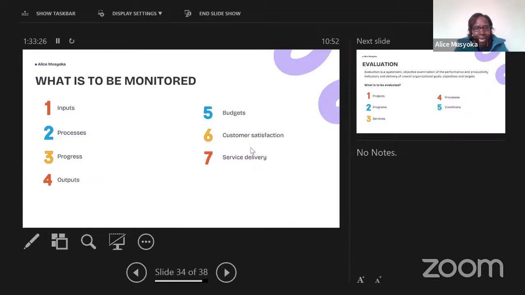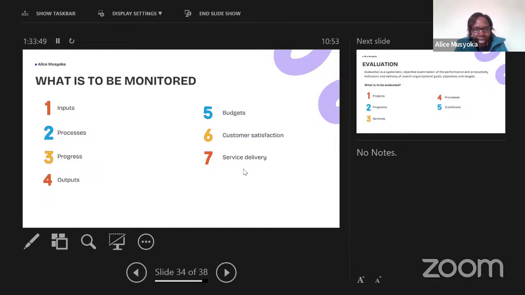We need to monitor customer satisfaction because the customer is key. We need to give our customers a good experience. We need to be customer-centric and be able to carry out customer satisfaction surveys to be sure that we are on track.